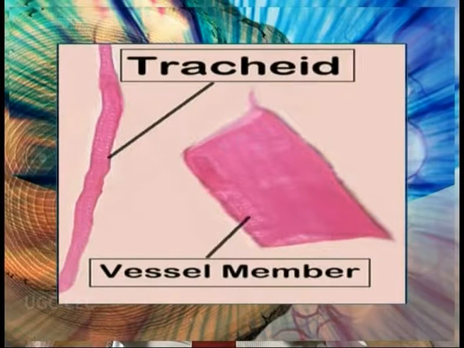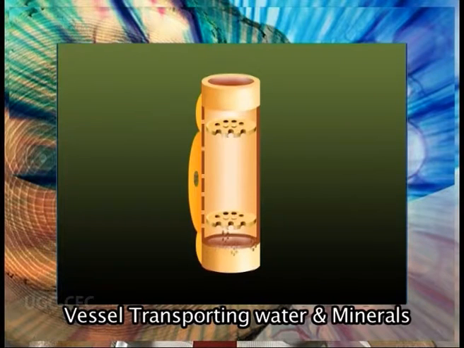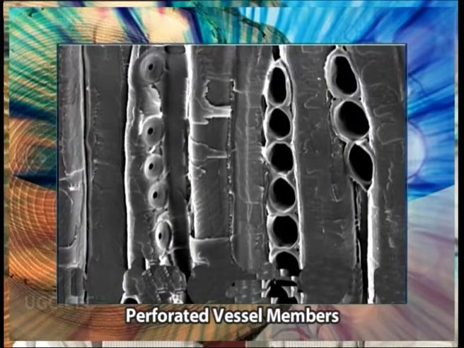And next is vessel members. Vessel members, characteristic of all angiosperms except the most primitive taxa, function primarily in the transport of water and minerals. Unlike tracheids and fibers, vessel members have end walls and occur in superposed columns of cells comprising vessels. During development, the end walls between vessel members become perforated. Consequently, vessels are elongate tubes well adapted for the movement of water and solutes in the plant.